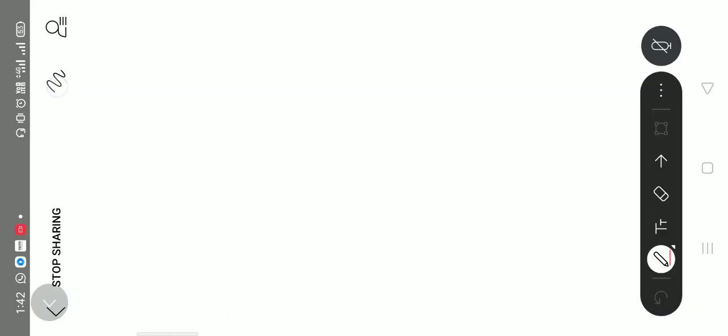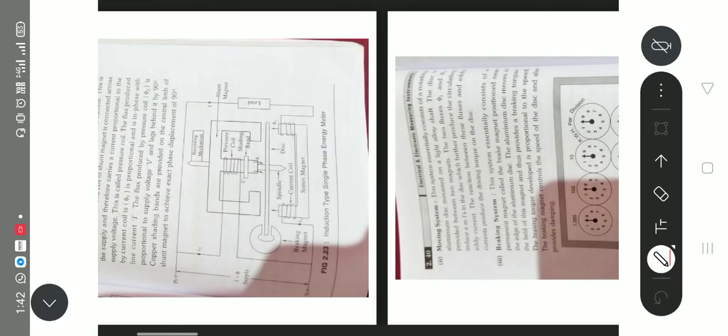In this single phase energy meter, we have two magnets, right? One is the series magnet, another one is the shunt magnet. This is the shunt magnet. The M shape is the shunt magnet and the U shape is the series magnet here.